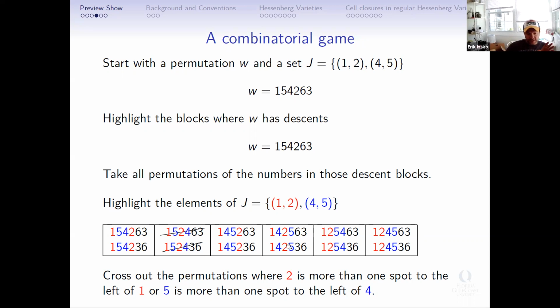Okay, so hopefully that game is clear, and that's going to be the answer. The secret to our main theorem is that the description of the closure of a Hessenberg-Schubert cell is going to be this collection of J-admissible permutations that are less than W in Bruhat order, where we restrict to only inverting numbers within the descent blocks.